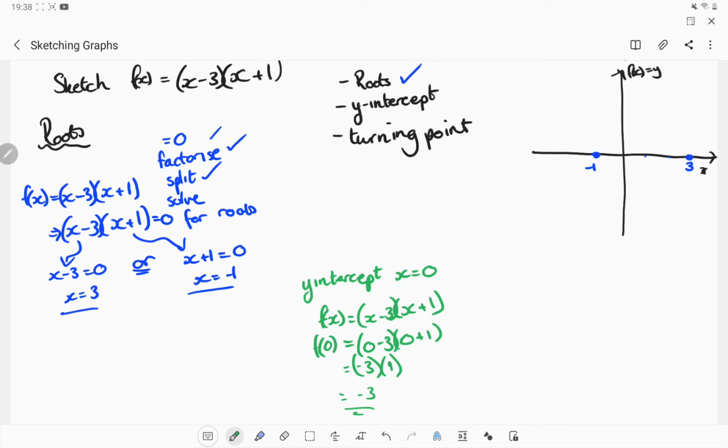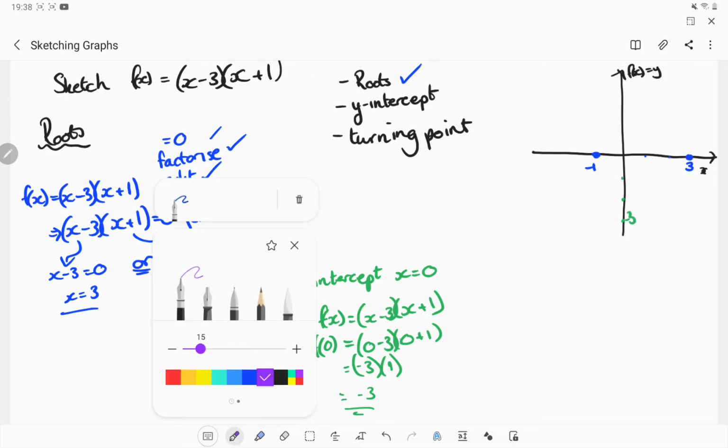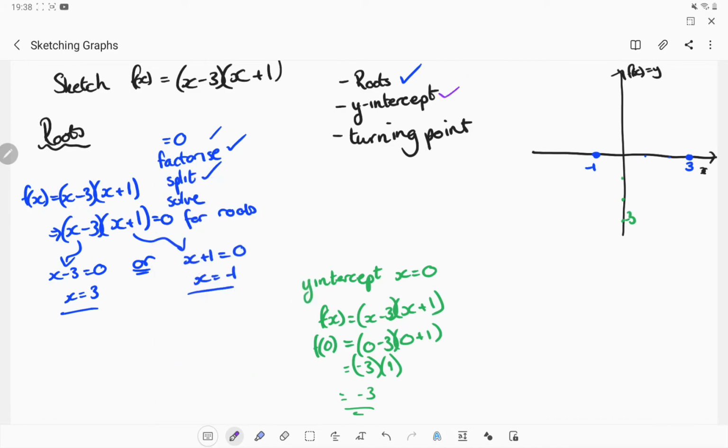We go back to our graph and we mark it on. We're going down 1, and again, roughly the same size spacing, 2, 3. So we cross the graph at minus 3. We've got our y-intercept. We now have to find our turning point.